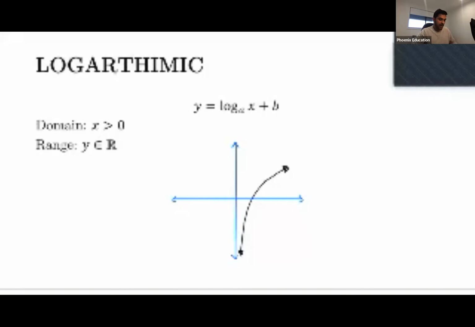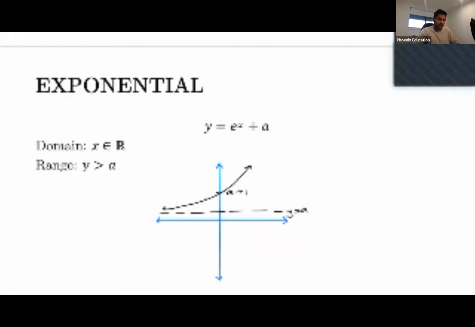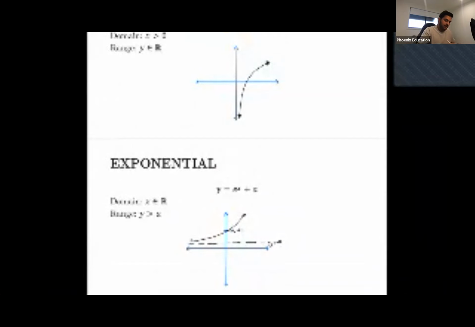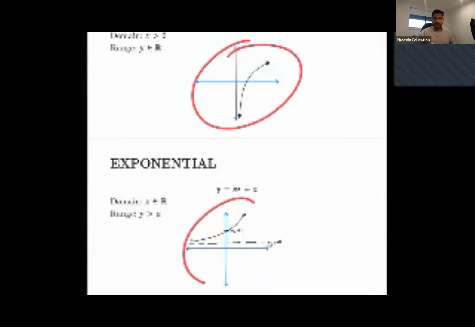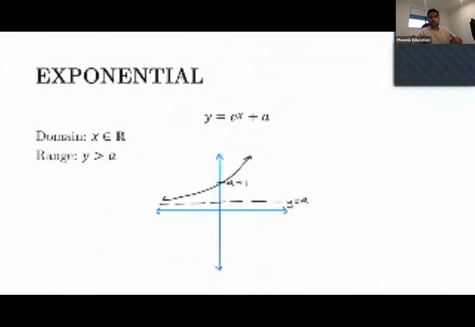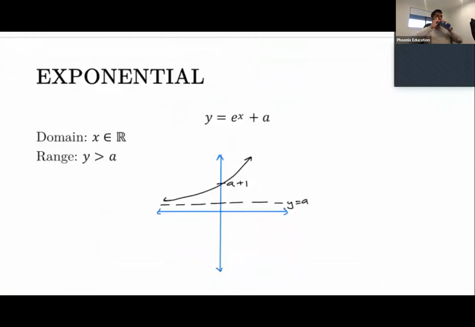Okay, and the last one, we've got exponential. For Extension 1 students, you should be able to tell me how these are related. Well, you don't need to actually tell me, but you should be able to. The exponential graph is actually just the inverse function of the natural log graph. And that's why it shares a lot of the same properties.